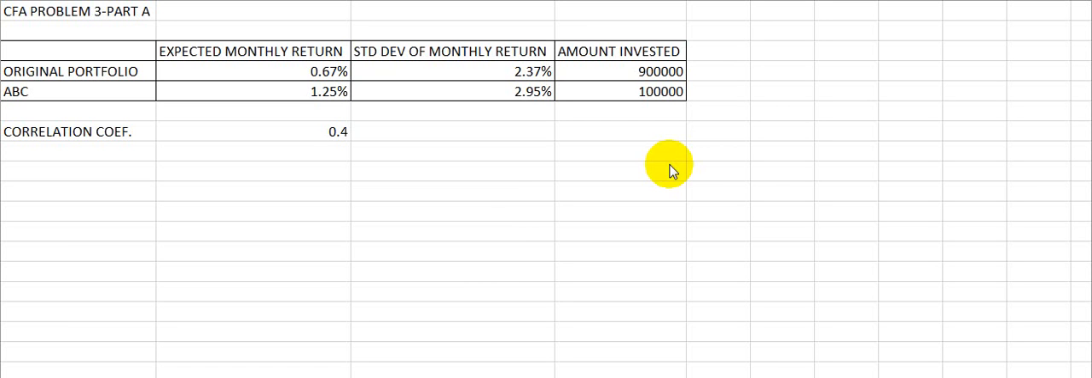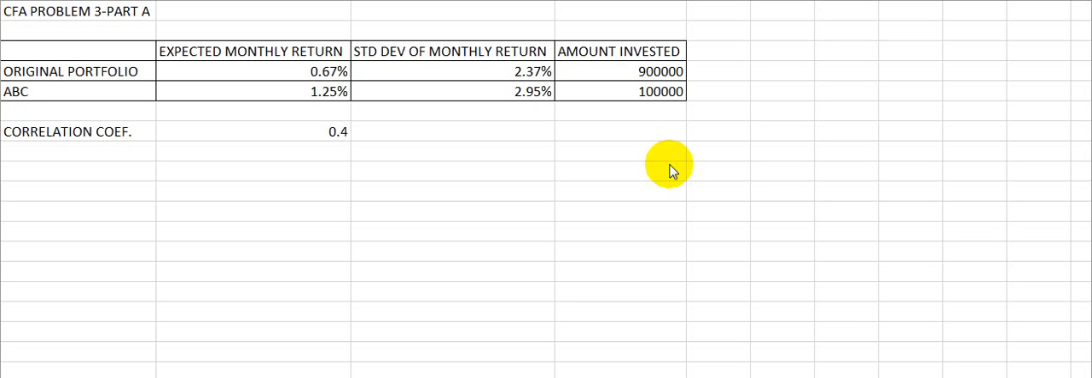Okay, this is problem 3, CFA, part A, page 187. It says Abigail Grace has a $900,000 fully diversified portfolio. She subsequently inherits ABC Company common stock worth $100,000. So now she has $1 million distributed between her original portfolio and the additional $100,000 for the ABC stocks.